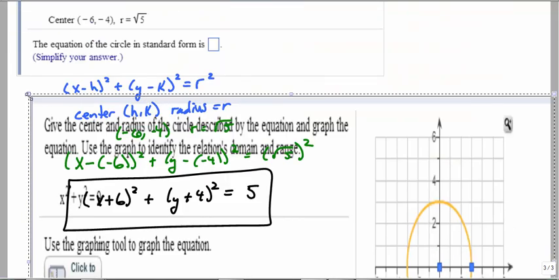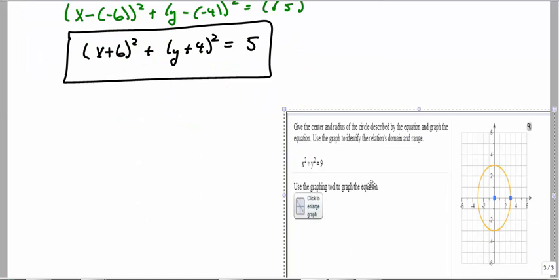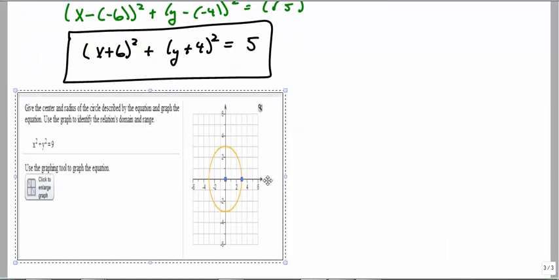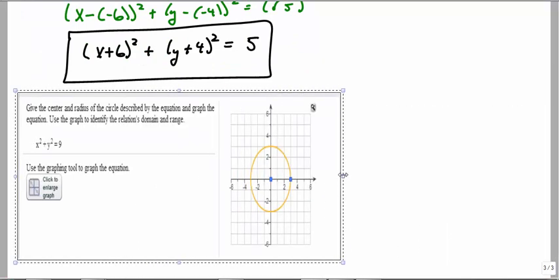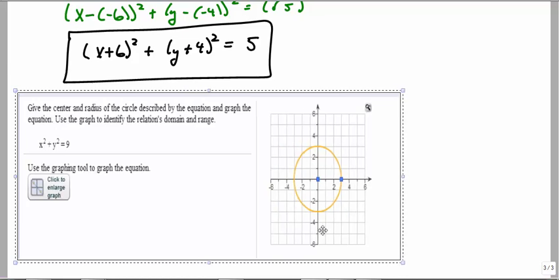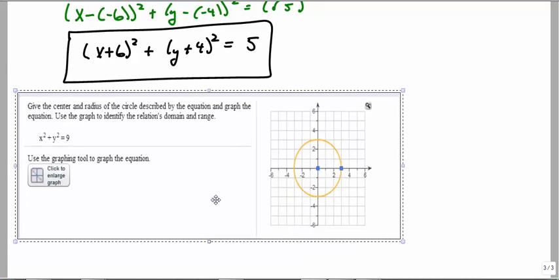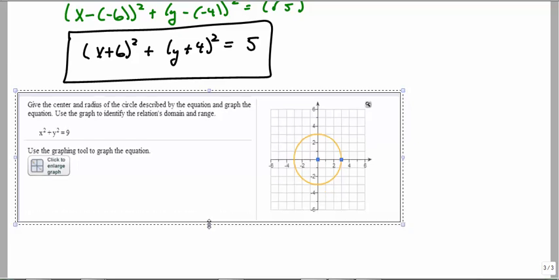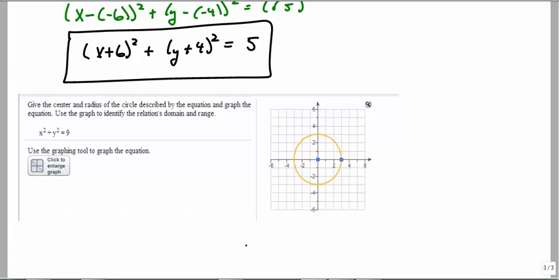And then we'll talk a little bit more specifically about where we found that center value and the radius too. It doesn't look like a circle when it's squished. It looks more like an oval, doesn't it? It's a little more circular. Okay, so again, this is x squared plus y squared equals 9.